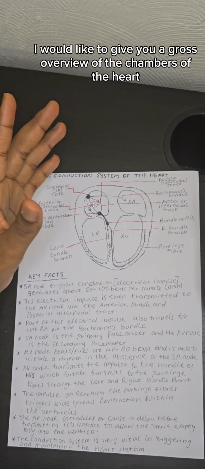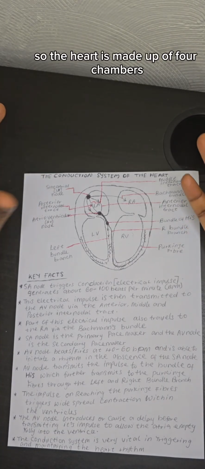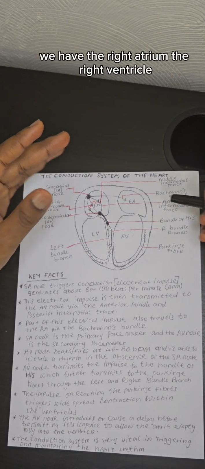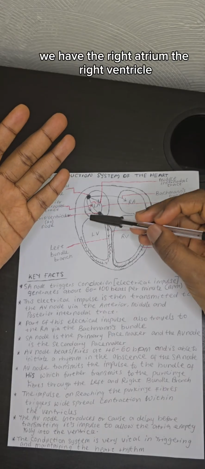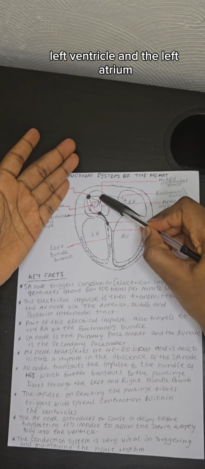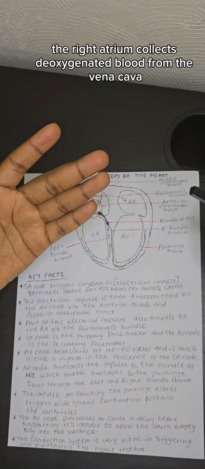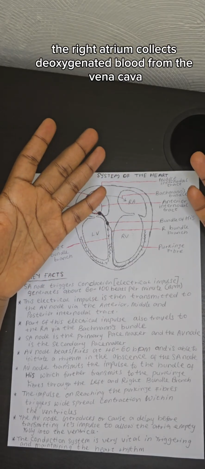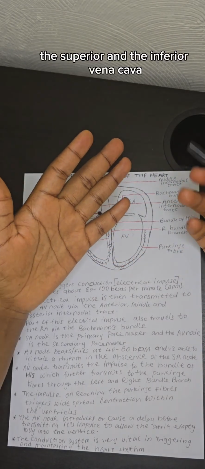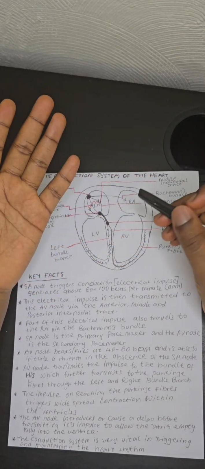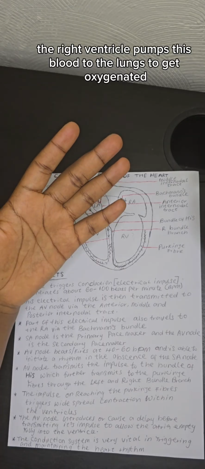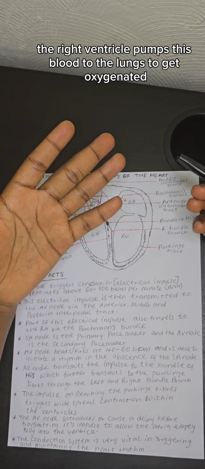gross overview of the chambers of the heart. So the heart is made up of four chambers. We have the right atrium, the right ventricle, left ventricle, and the left atrium. The right atrium collects deoxygenated blood from the vena cava, the superior and the inferior vena cava. The right ventricle pumps this blood to the lungs to get oxygenated.